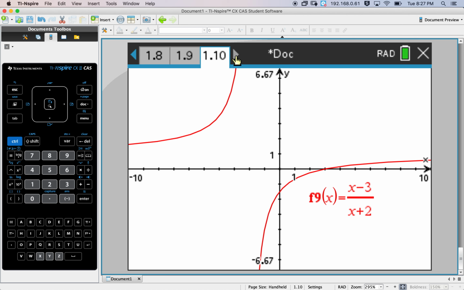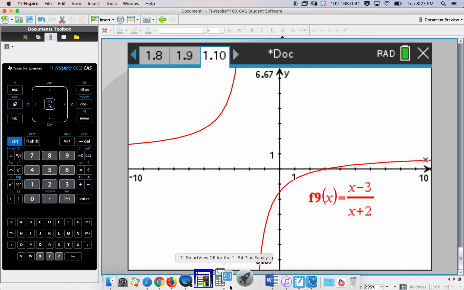Okay, one last thing, one last strategy. This is the dividing strategy.